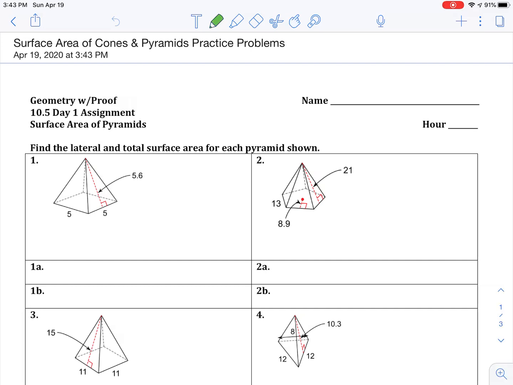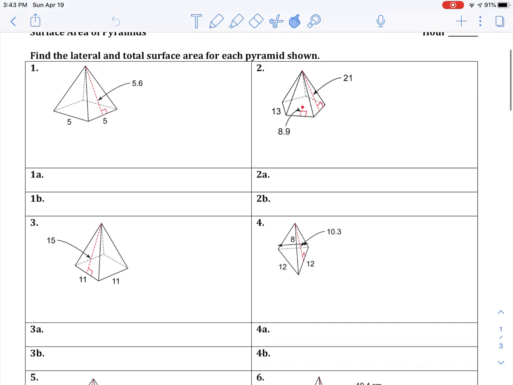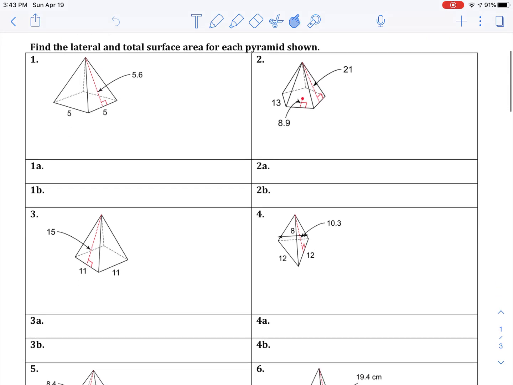I'm going to do 2 problems from the homework, and then hopefully that kind of helps you get started. And I'm going to pick just a little bit harder one. Let's look at number 2. Let's look at the bottom. What is the shape of the bottom of that pyramid?